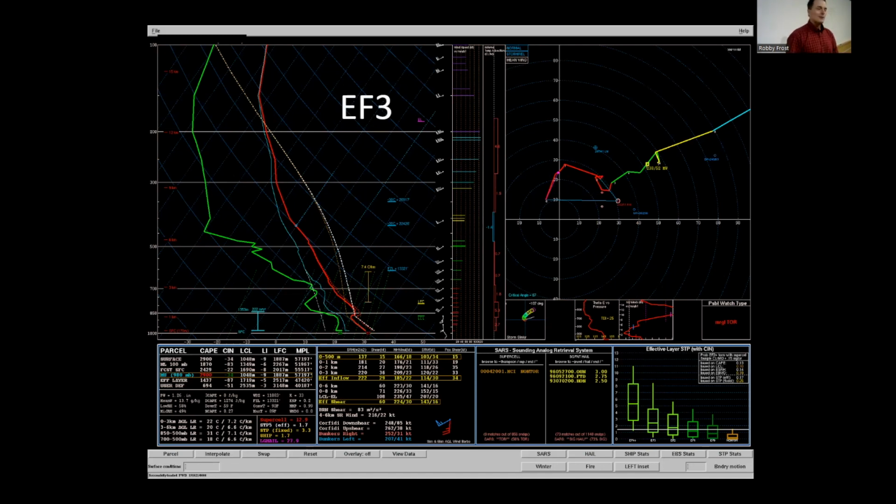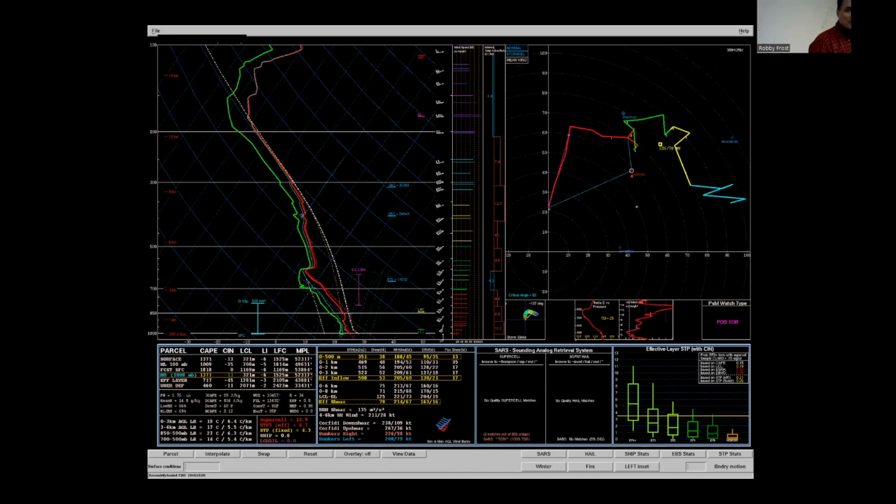EF3. Does anyone know this one? It wasn't that long ago. It was this month, 2019, within a 3-hour drive of right here. It's the Dallas-Fort Worth tornado. What about this one?